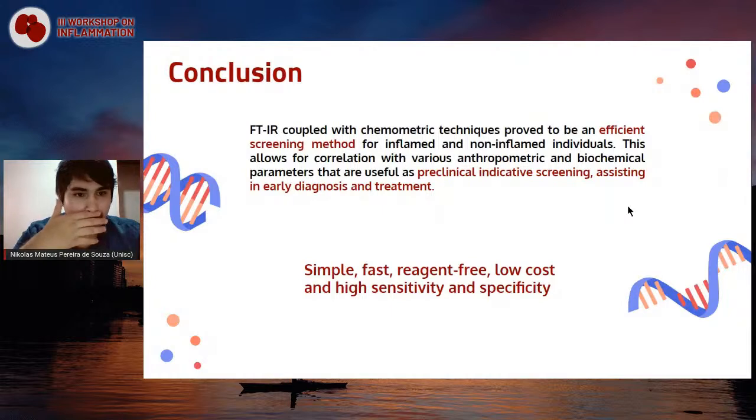And in conclusion, FTIR, Fourier transform infrared, coupled with chemometrics is proved to be an efficient screening method for inflamed and non-inflamed individuals. This allows for correlation with various anthropometric and biochemical parameters that are useful as preclinical indicative screening, assisting early diagnosis and treatment. So FTIR is simple, fast, reagent-free, low cost, and highly sensitive and specific. That's it. Thank you for your attention.